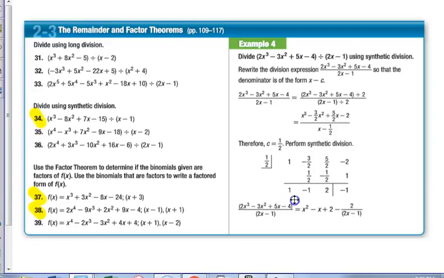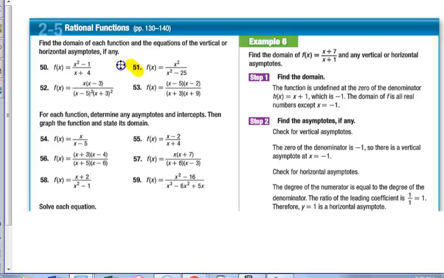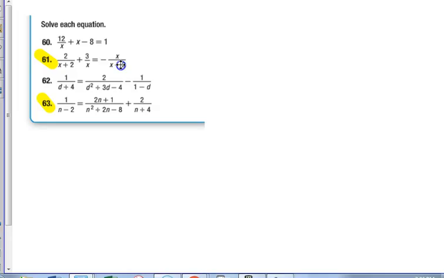I am going to next talk about list of possible rational zeros. You know what? I'm not. I'm going to go to the one that I have like that. Just kidding!